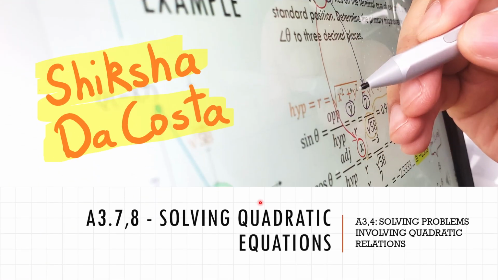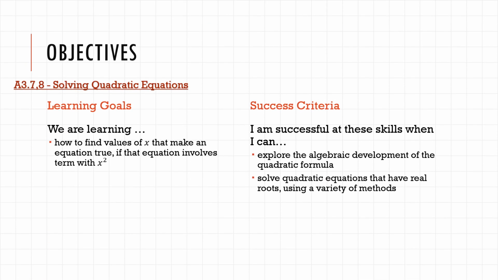Today we're going to learn how to solve a quadratic equation. Today we're going to learn how to find a value of x that makes an equation true if that equation is quadratic in nature. In other words, if it has a term that's x squared.